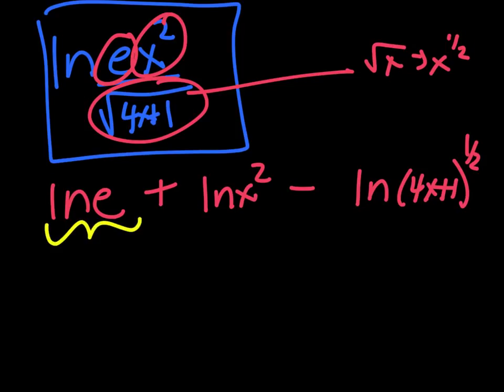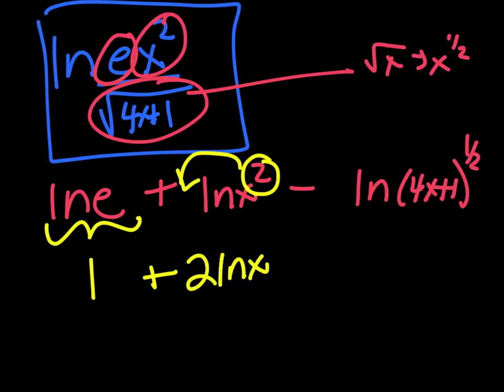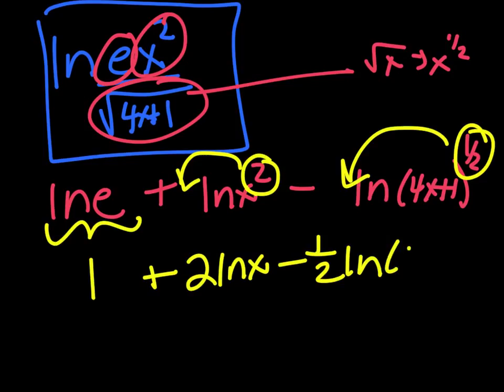Natural log of e is 1. If you can simplify this, you need to. My exponent 2 moves to the front, and the 1/2 moves to the front.